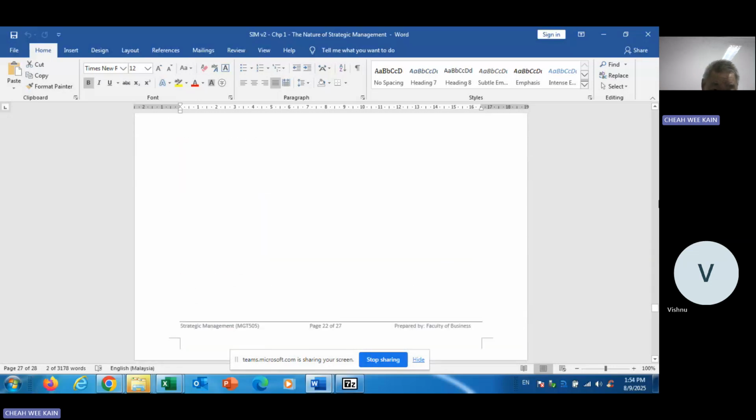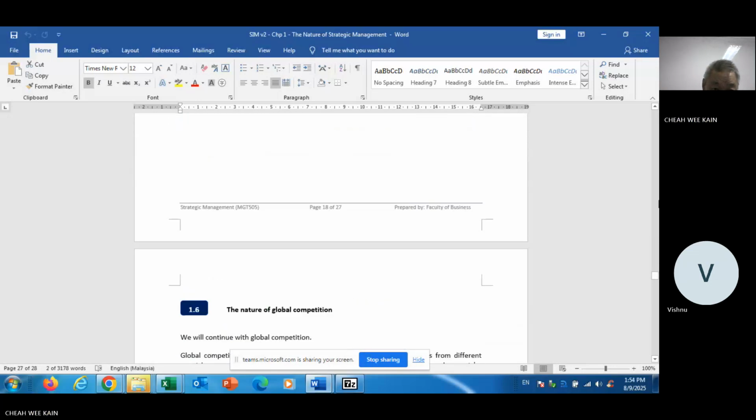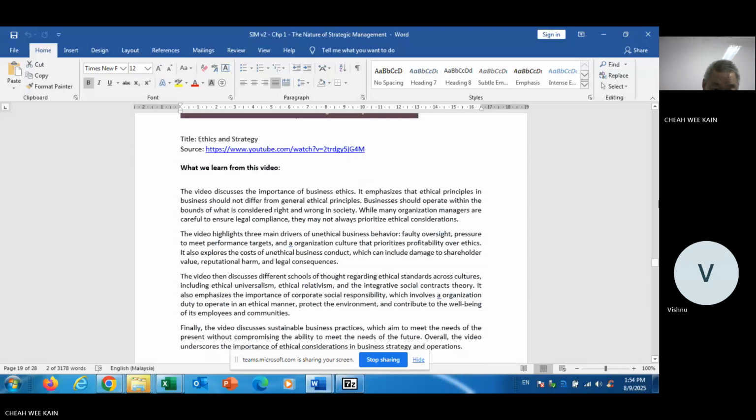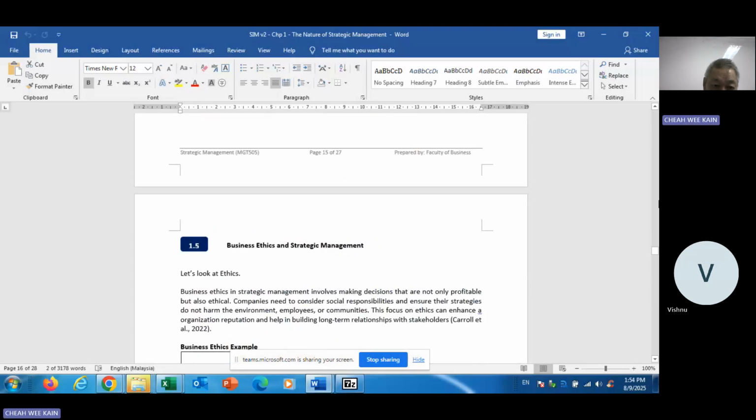Now we look at 1.5, business ethics. Why does business ethics come into play? I told you strategic management is about making profit. How do you make profit? Is it ethically or non-ethically? I'll give you an example. You advertise the burger should be a certain size, but actually it's a smaller size. That's not ethical, but because you make it smaller, the company makes more profit.